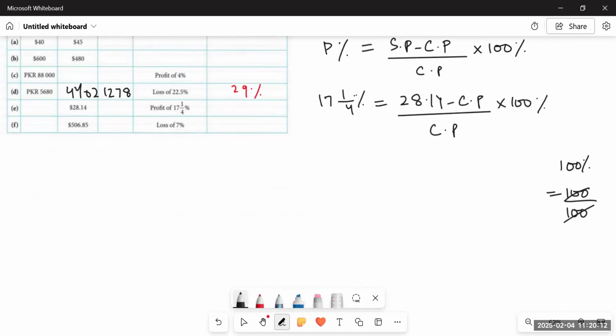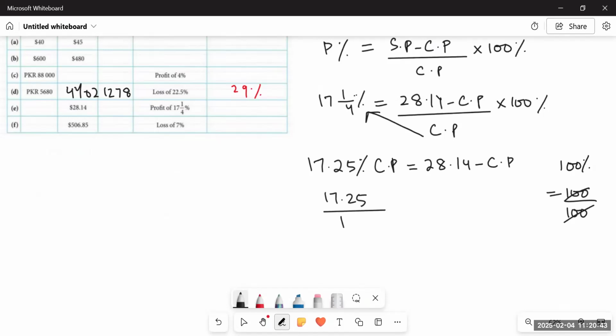In this case, what we can do, we will move CP over here. So it could be like 17.25% CP is equal to 28.14 minus CP multiply by 1. And multiply by 1 will give us the same answer, so we are not putting it anymore. Instead, in the second step, we will replace this percentage sign also, and it will give us upon 100 as well. And when we solve it, we will get 0.1725.